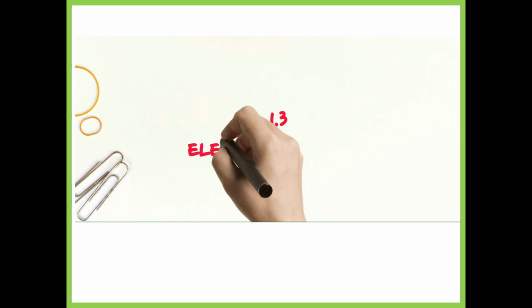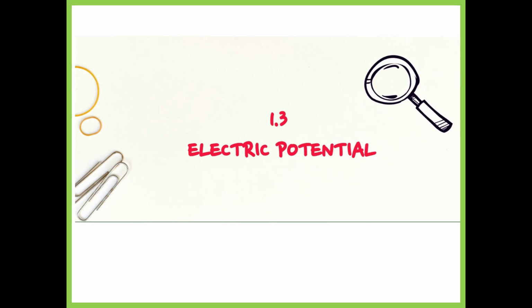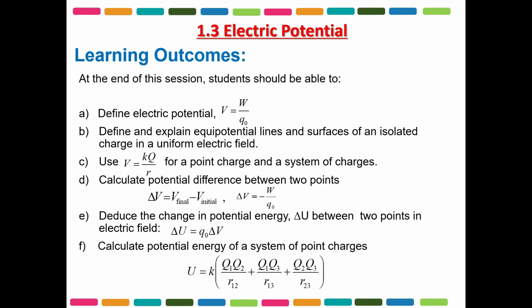Let us proceed with the third subtopic, electric potential. At the end of this session, you should be able to define electric potential and equipotential lines, and use the equation of electric potential. We want to calculate the potential difference, delta V, deduce the change in potential energy, delta U, and lastly, calculate the potential energy U for a system of point charges.